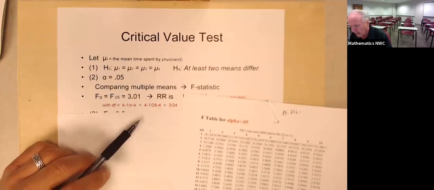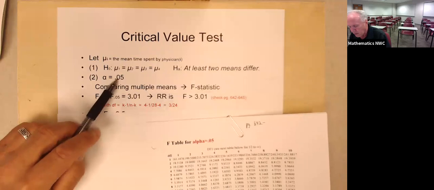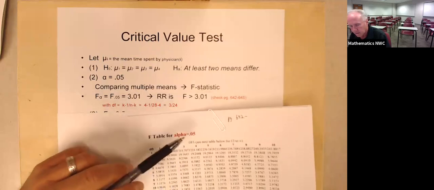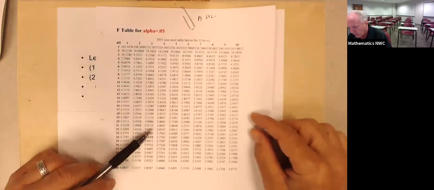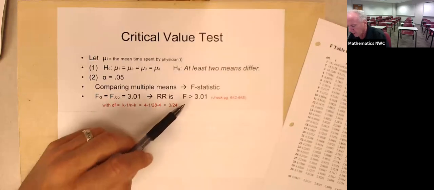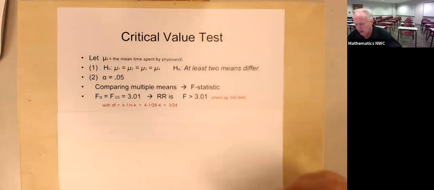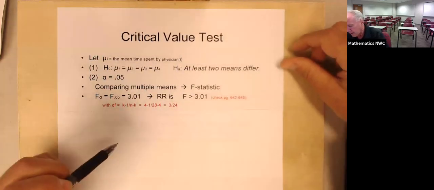I rounded it off to 3.01. Remember again how I got that. My degrees of freedom were 3 and 24. Got to find the correct alpha, 5%, 3 and 24. I rounded it off to 3.01. 3.01 is my rejection region. It's my line in the sand.